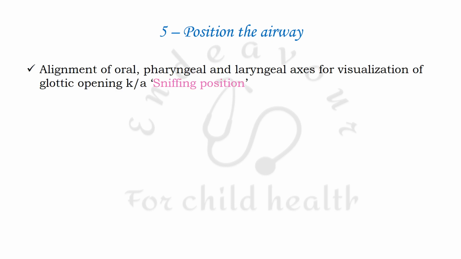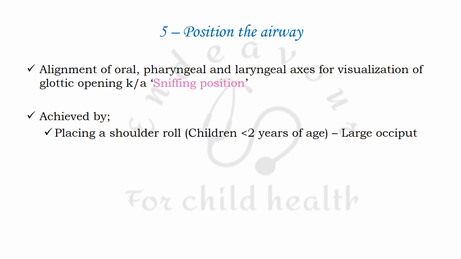So positioning basically implies aligning the oral, pharyngeal and laryngeal axis for visualization of the glottic opening, referred to as the sniffing position. This position can be achieved by placing a shoulder roll, that is a roll beneath the shoulders of the child, in children less than 2 years of age, because they have a very large occiput, and by placing a head roll in children more than 2 years of age.